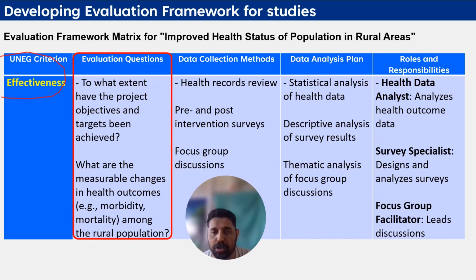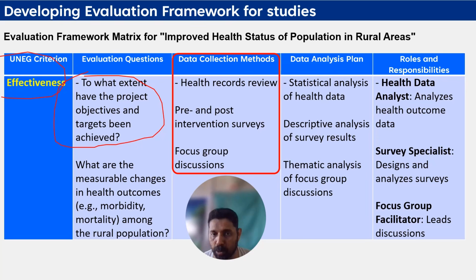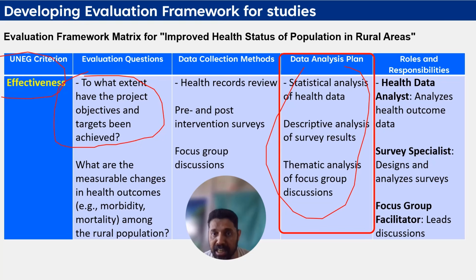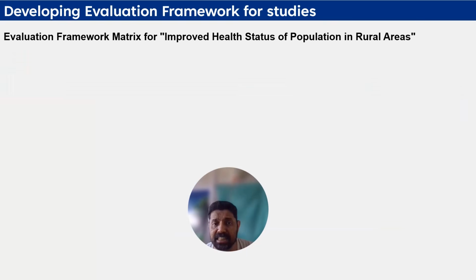Effectiveness. Our question would be, to what extent have the project objectives and targets been achieved? What are the measurable changes in health outcomes, for example, morbidity, mortality among the rural population? You can add a lot of other sub-questions. I will show you some other examples, but these are the key main questions. What would be the data collection? Health records, pre and post intervention survey, focus group discussion. These would be the data analysis plans, and here you can see the roles and responsibilities of the different team members. All this is related to this project, okay?